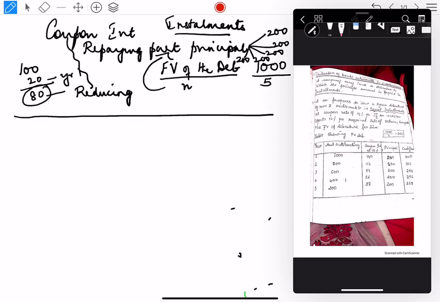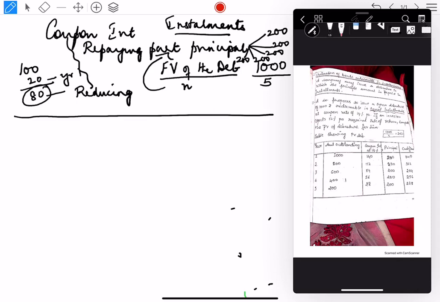So the amount outstanding at the beginning of year 4 is 400. Then at the end of the fourth year, 200 is paid. Therefore, the amount outstanding at the beginning of the fifth year is 200. End of the fifth year, 200 is repaid in full. So this is how column 2 and column 4 work. You will have to understand that the amount in the second column progressively reduces based on the part principal payments made at the end of each year. Got it? Okay. So this is one aspect that you will have to remember.